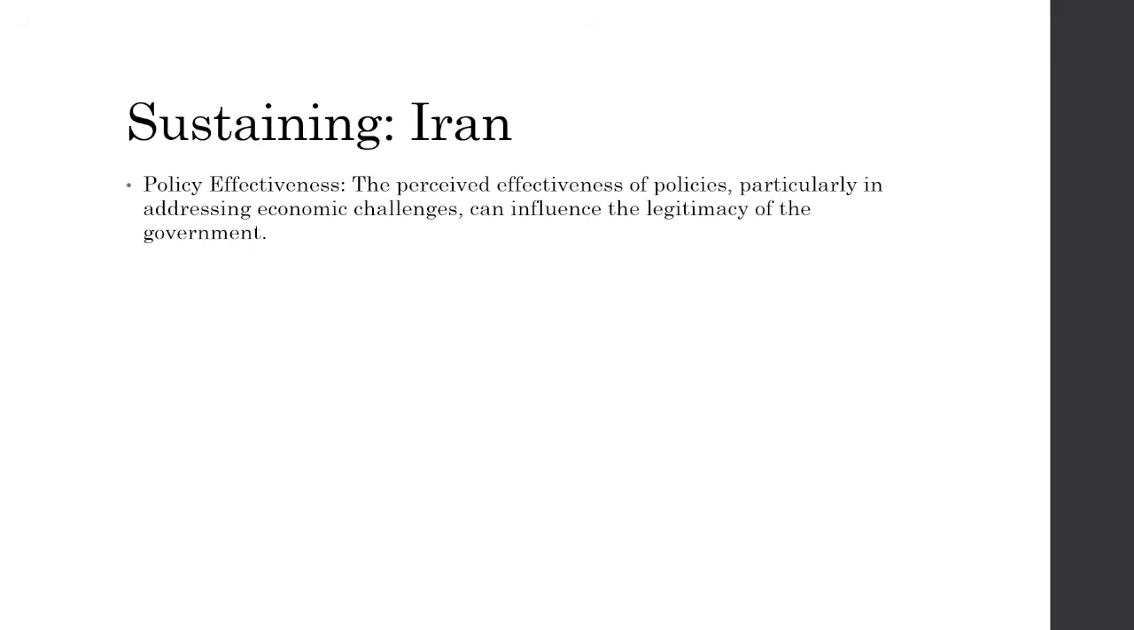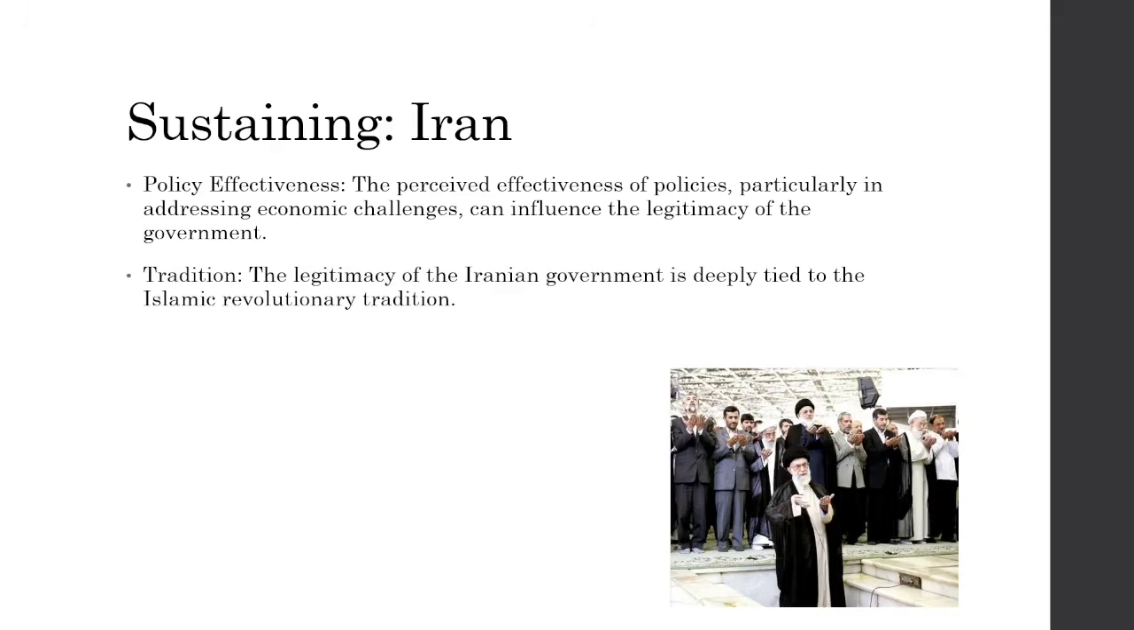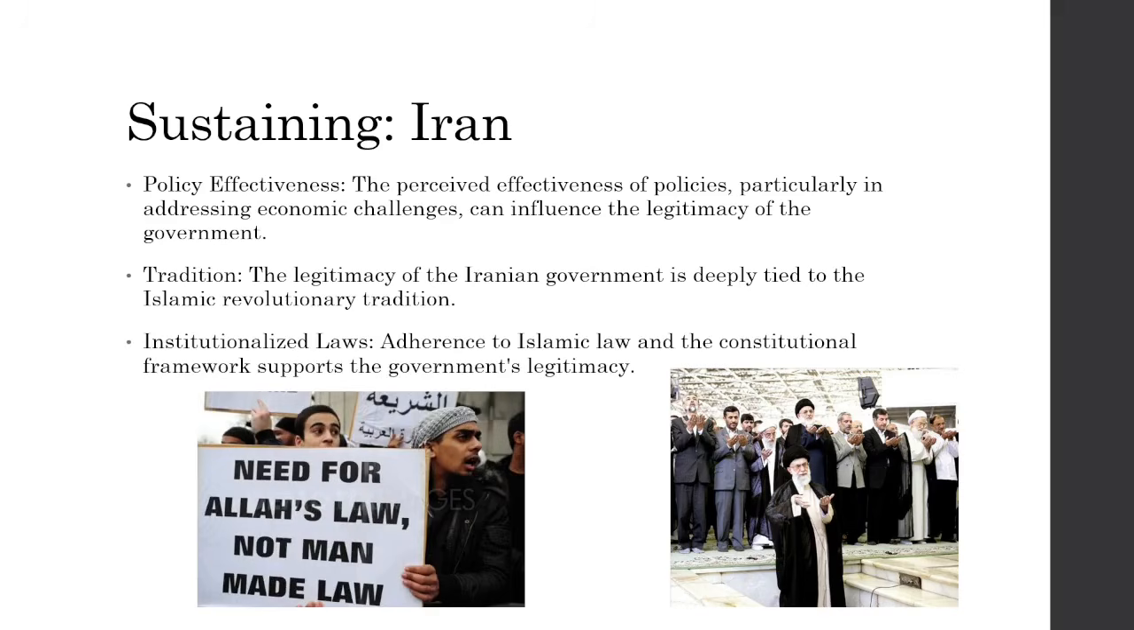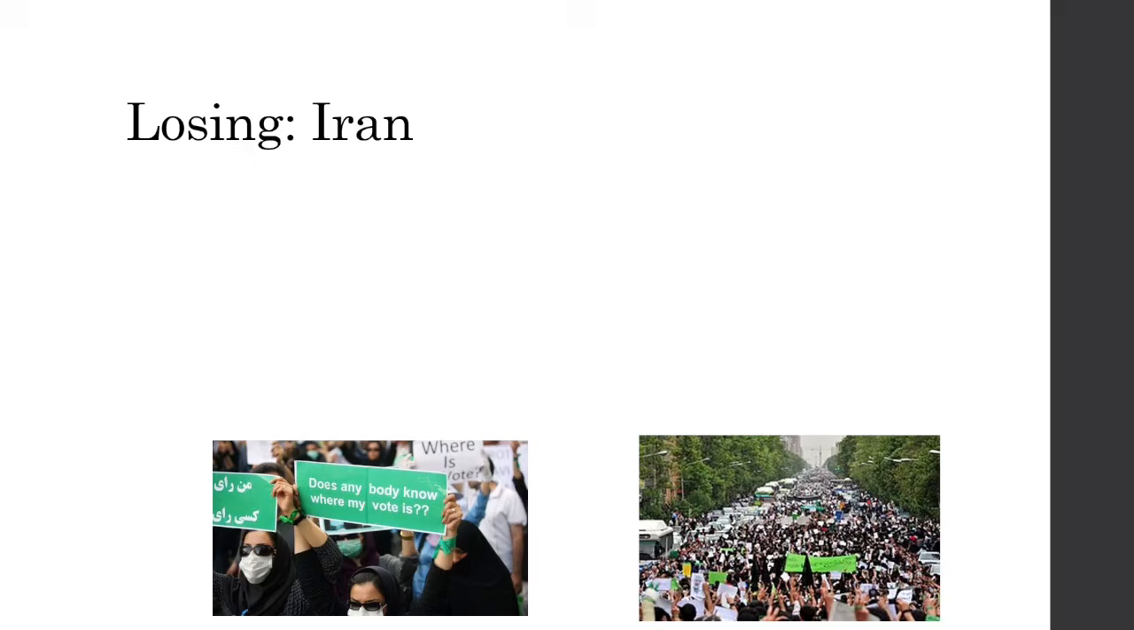So the perception of effectiveness of their policies, particularly addressing economic challenges, that's one that people in Iran really like. It can be influenced on the legitimacy of the government. Tradition, obviously we talked about the Islamic revolutionary tradition. And then institutionalized laws. So Islamic laws that's passed across the entire country and follows the constitutional framework. Now, how have they lost legitimacy?